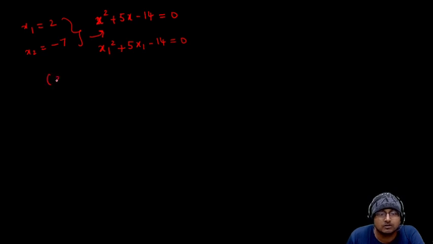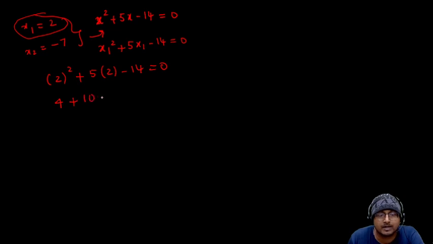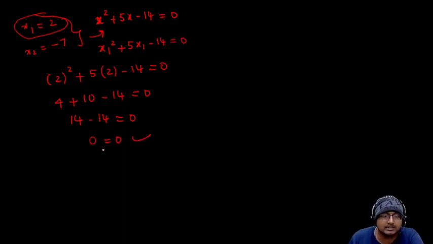So what is x1? 2 whole square plus 5 into 2 minus 14 equal to 0. First we will take x1, whether it will satisfy or not. 2 square is 4, 5 into 2 is plus 10, minus 14. 4 plus 10 minus 14 is 14 minus 14, which is 0. So 0 equal to 0, hence proved. That means it is correct. So x1 equal to 2 satisfies the equation, hence it is a root. And one more thing, let us check with x2 equal to minus 7.